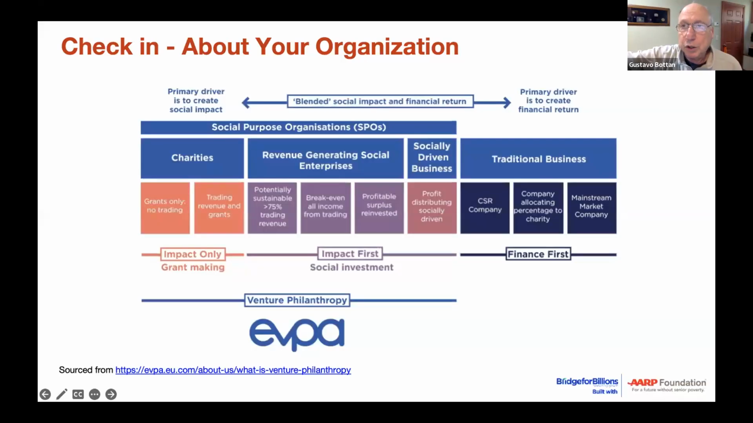I wanted to make sure we put some context, because all of you are in different types of businesses. Some have a social purpose or are nonprofits. Some are traditional for-profit businesses. So if we look at this graph from the European Venture and Philanthropic Association, they put a series of different types of companies that exist, grouped by the primary driver for the existence of that business.